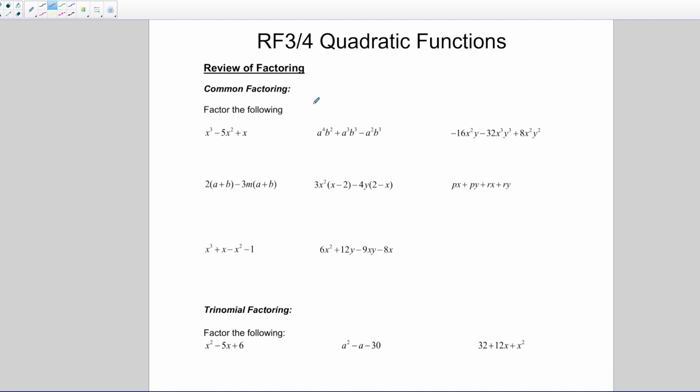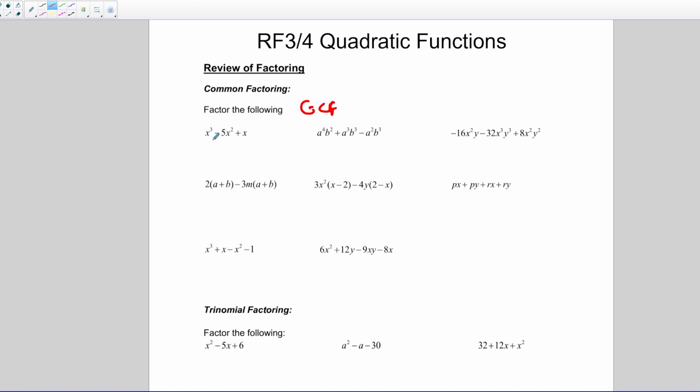Today we're going to go ahead and get started with RF3 for quadratic functions. Before we get going, let's take a look at a review of common factoring techniques. For these top three, we're going to factor out the GCF of each of these polynomials. So recall that the GCF is going to be the greatest factor that can be factored or divided out of all of the terms from each polynomial.